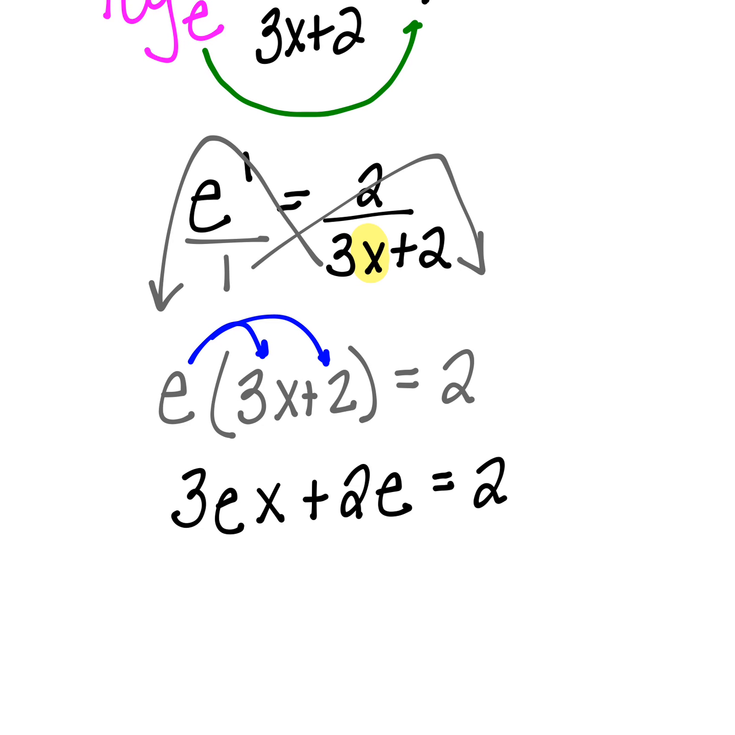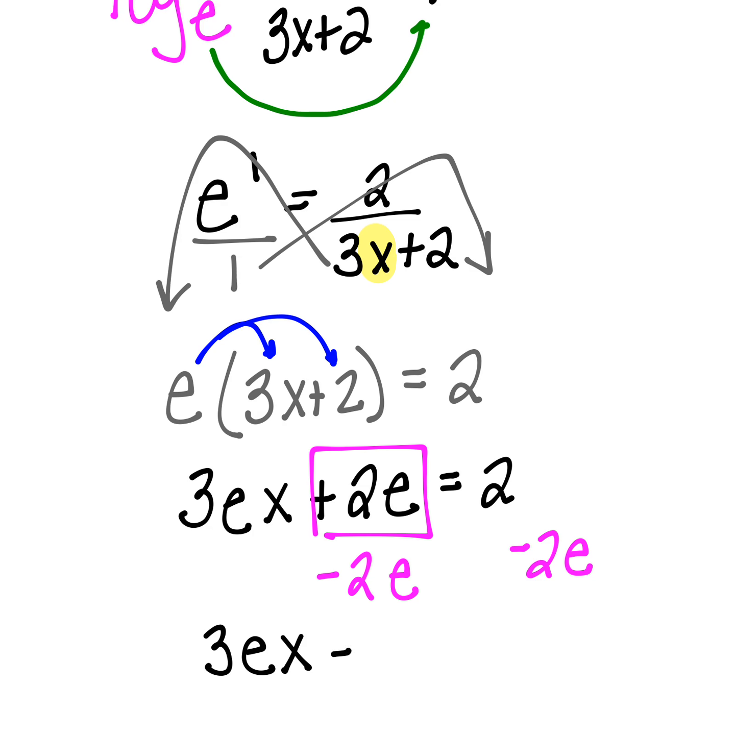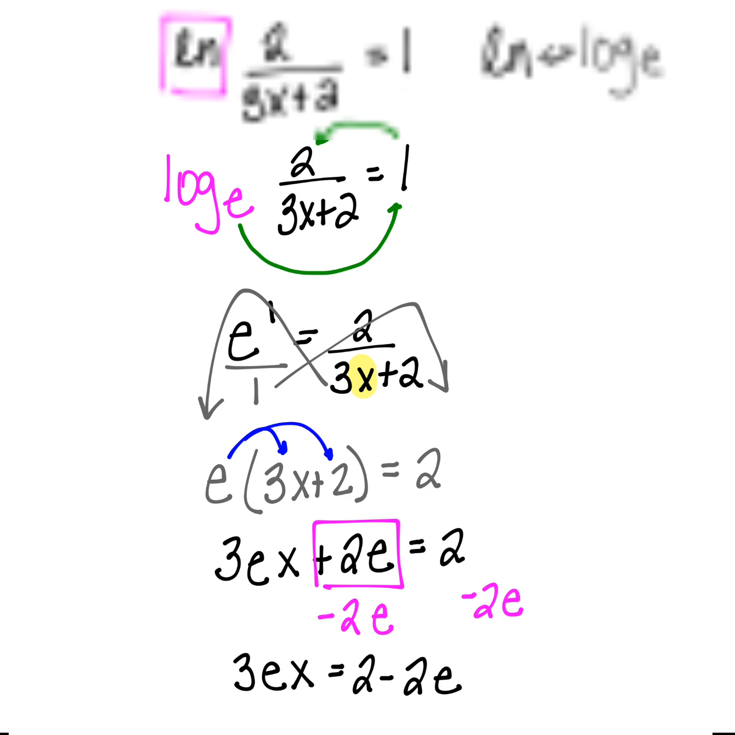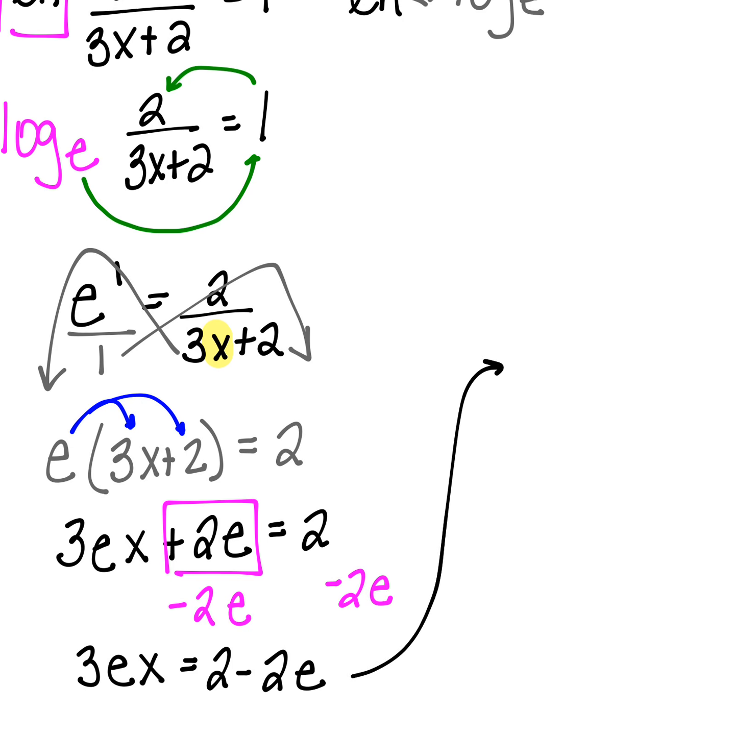Okay, so I want to go ahead and move this plus 2e to the other side, so you need to subtract 2e. So we get 3e x is equal to 2 minus 2e. Okay, so I'm not done yet. I'm going to have to move this up here, so hold on just a second.